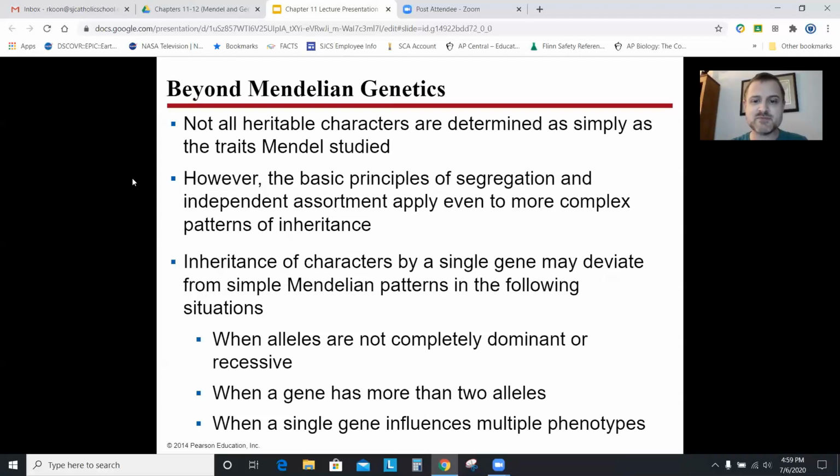Okay, so that was great. Mendel, father of genetics, super important dude. But there are examples that go beyond Mendelian genetics. There are exceptions. We're going to go through the exceptions now. So let's just go through them.